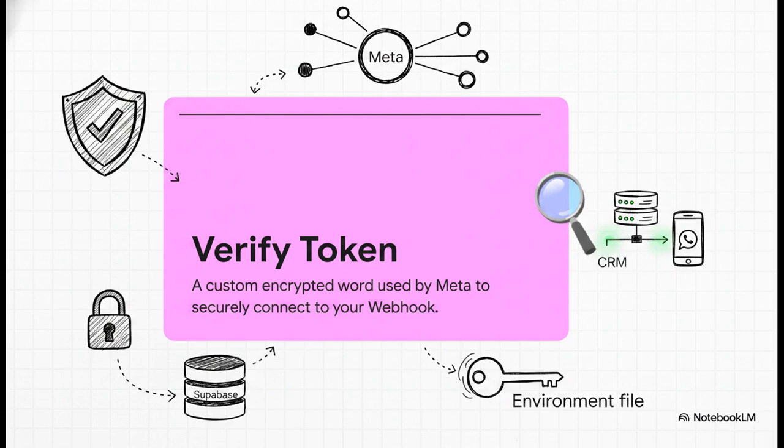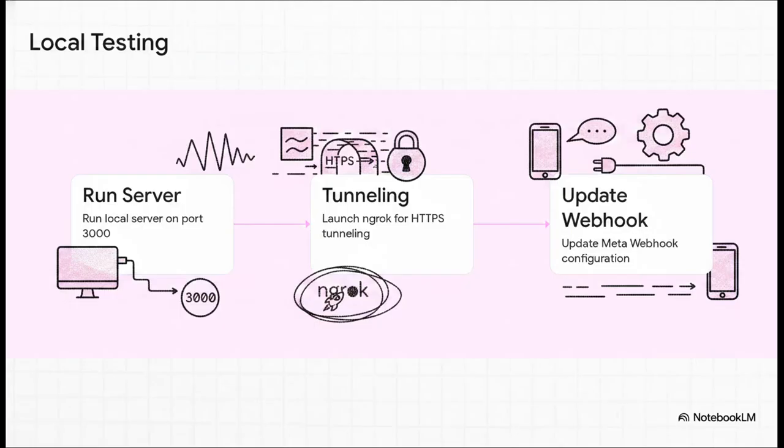But here's the clever part. When you save it in your CRM, it gets encrypted using a special key in your environment file, and then it's safely stored in your Supabase table. Meta actually checks this encrypted token before it'll ever authorize a connection to your system. Pretty smart, right?